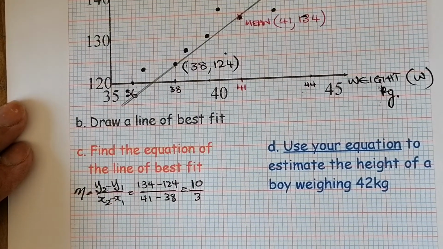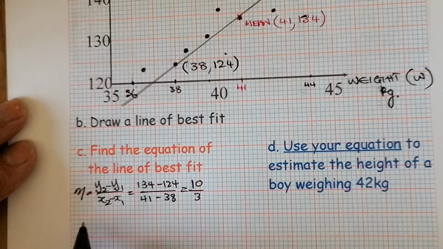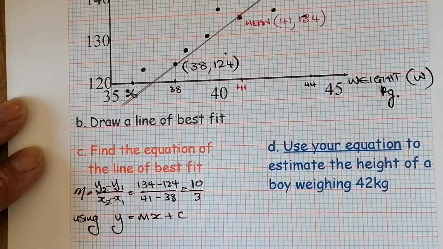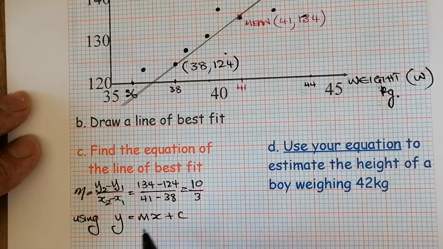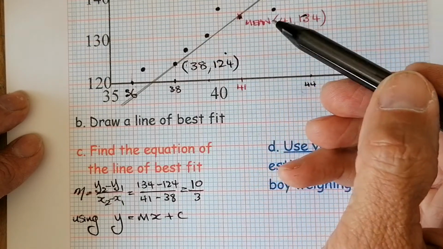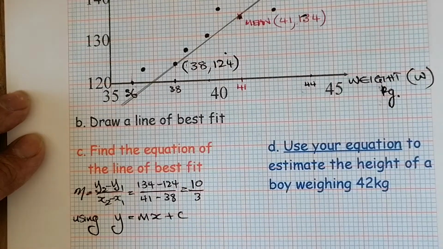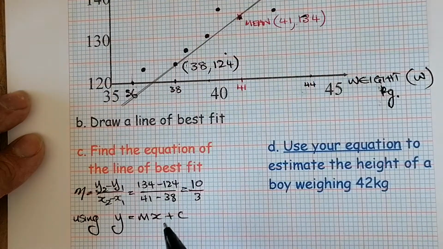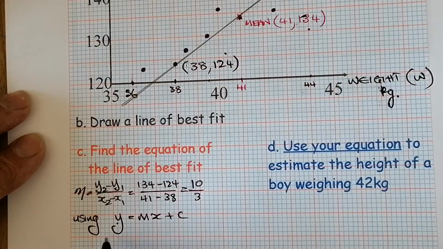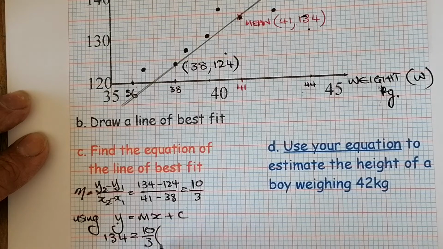I'm then going to use 2 different methods of working out the equation of the straight line based on the work we've been doing. This one here, I'm going to be using y equals mx plus c. The first thing I'm going to do is use one of the points. Why don't we use the mean? If we use the mean, it works out quite well because we know that it's the average of all of these points. So for y, I'm going to use 134. So 134 is equal to my gradient, which is 10 upon 3, which I worked out, and the x value for that coordinate is 41.